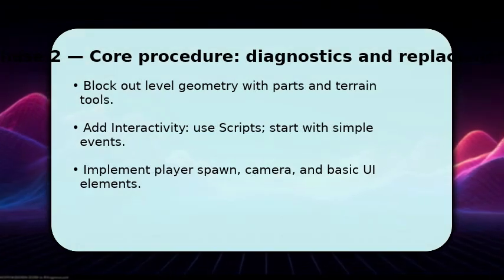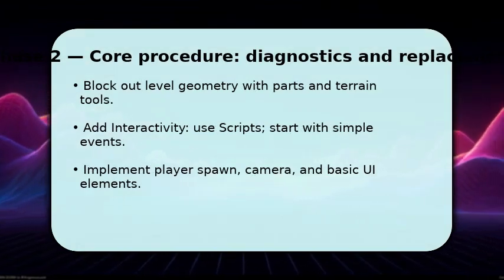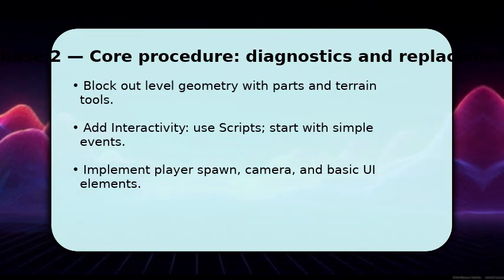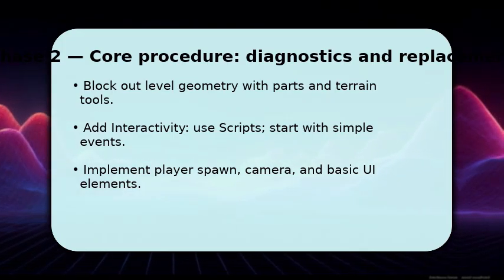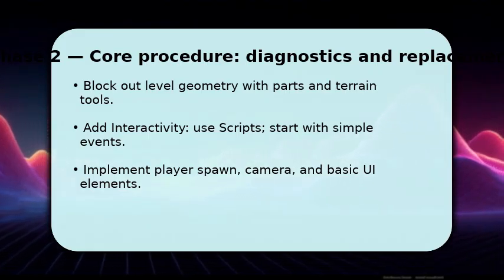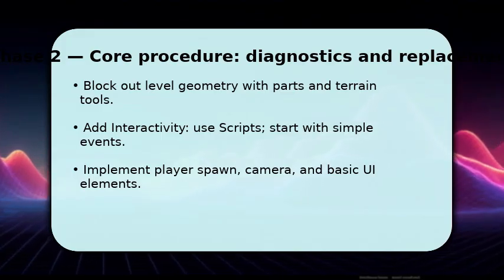Now focus on the core mechanics that define play. You want a playable loop fast. Block out level geometry using parts and the terrain tools so you can test navigation and scale. Then add interactivity with scripts. Begin with simple events like door triggers or collectibles to prove concept.